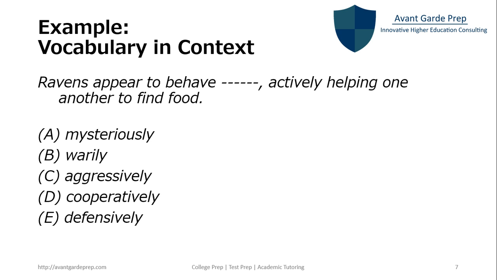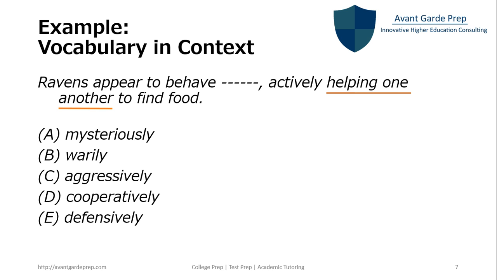Ravens appear to behave blank, actively helping one another to find food. This second part of the sentence, actively helping one another to find food, or more specifically, helping one another, restates or defines the meaning of the word that needs to be inserted. So knowing that, we can look at our answer choices.